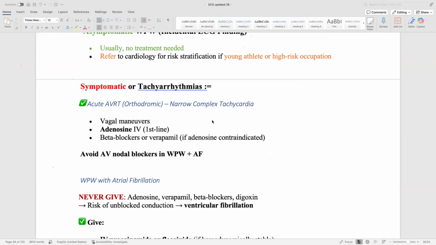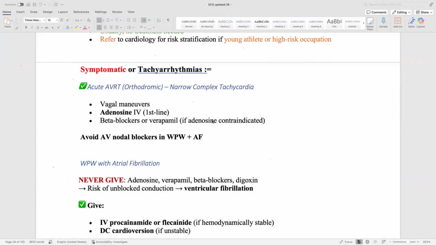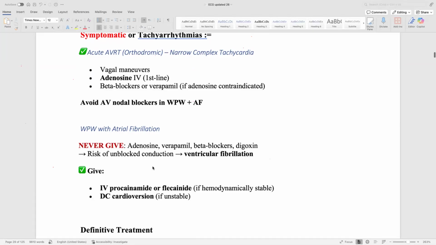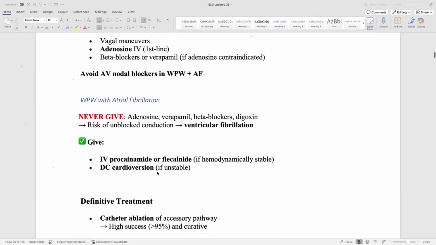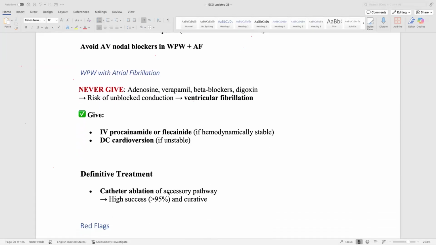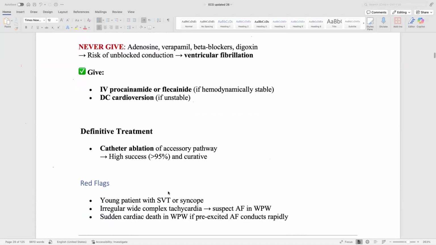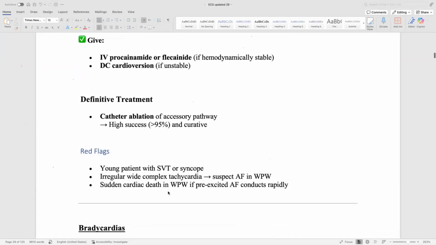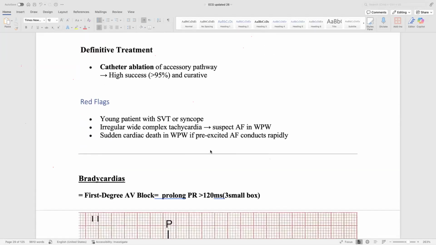If symptomatic, and narrow complex, treat the same as SVT. With WPW syndrome and fibrillation, treat with either shock or flecainide. That is the medical treatment. What about the definitive treatment? Catheter ablation. On the left if it is type A, and on the right if it is type B.